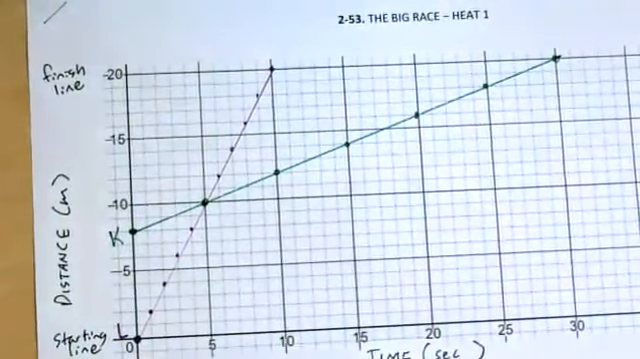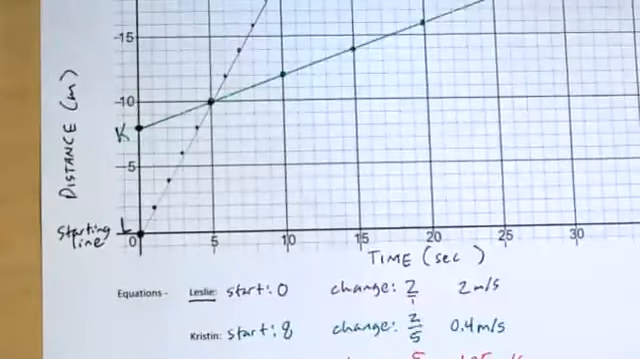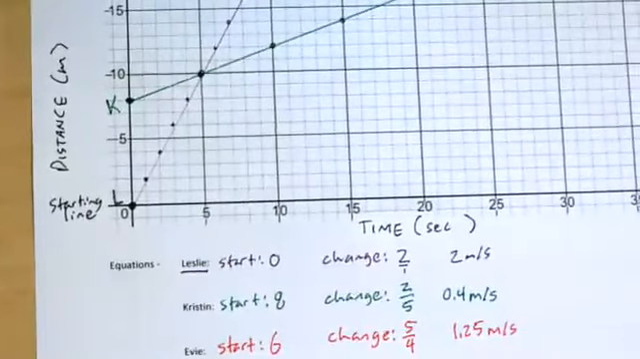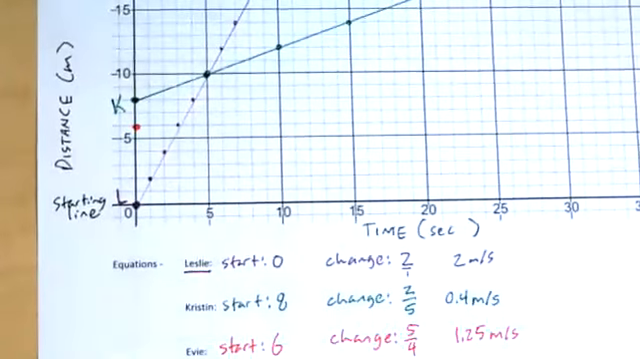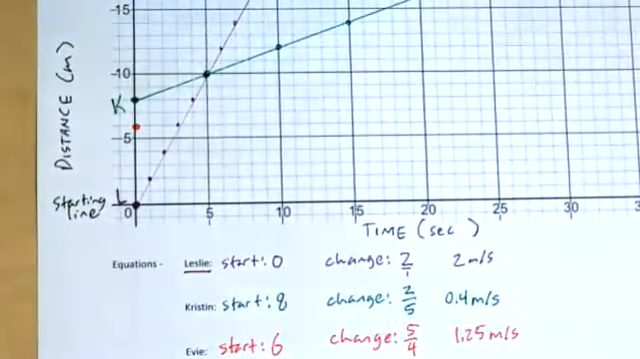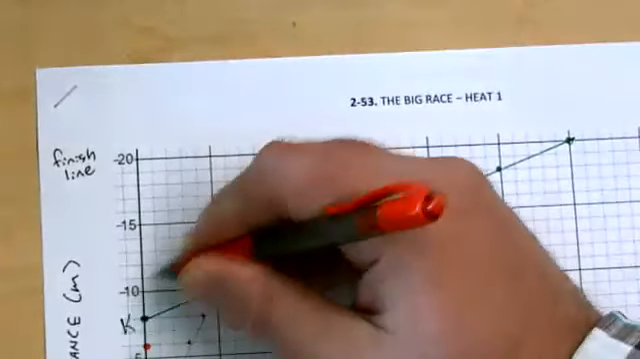And then we'll do the same thing with Evie. Pencil, come on. Stick with us here, please. Evie's got a start value at 6. So draw that first point here at 6. There you go. Okay, thank you. And Evie's change is 5/4. So from there, go ahead and count up 5/4.